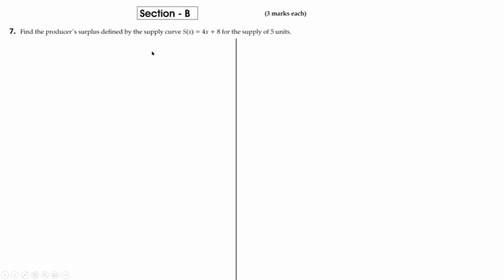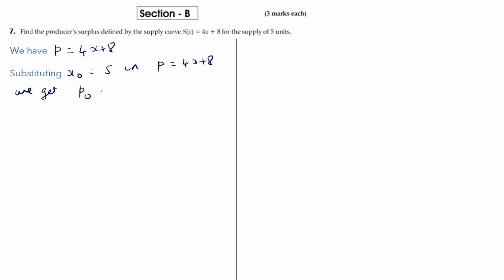Find the producer surplus defined by the supply curve S of x is equal to 4x plus 8 for the supply of 5 units. So here x naught is given. We need to find the producer surplus when x naught is 5 units for this supply curve 4x plus 8. So we have the supply curve given by P is equal to 4x plus 8. Substituting x naught is equal to 5 in P equal to 4x plus 8, we get P naught is equal to 4 into 5 plus 8, which is 28.